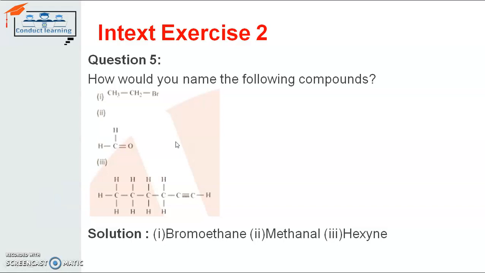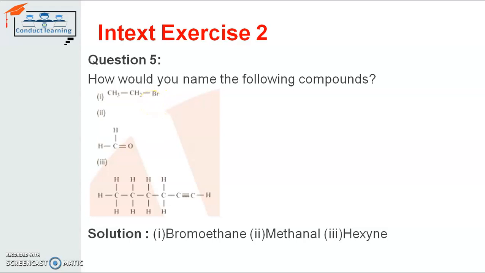And the next question is: how would you name the following compounds? Some carbon compounds are given there and we have to find out the name of each carbon compound. There are three in number, so we will start with the first one. The first carbon compound is given there, whose structure is only given, so we have to name that structure.